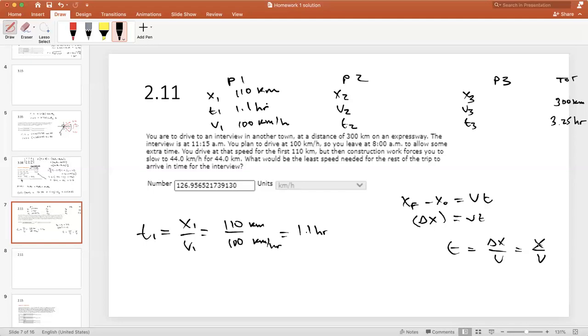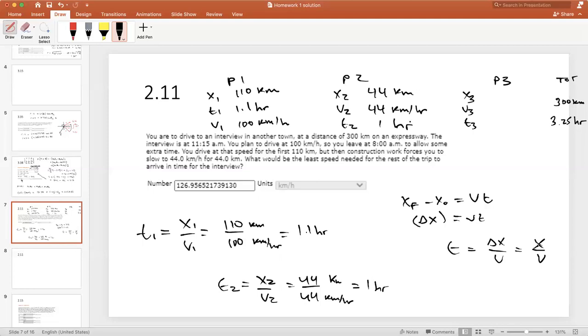In the second part, there's construction work, and it forces us to slow down to 44 kilometers per hour. And we do that for 44 kilometers. So we need to know how long we do that for. t2 is x2 over v2. This one's super easy because it's 44 over 44. And so this ends up being 1 hour. So this part of the trip takes 1 hour.